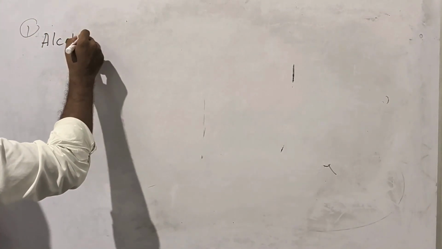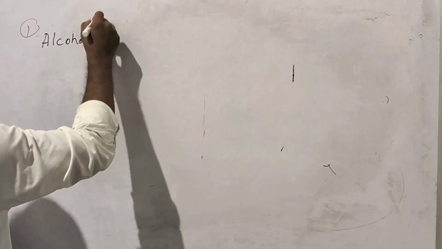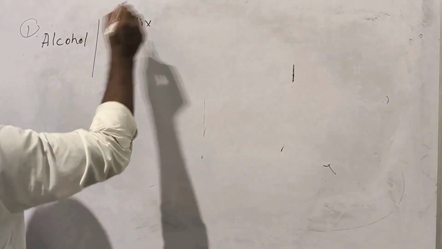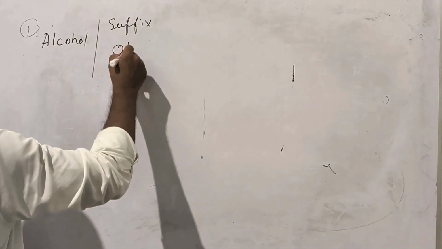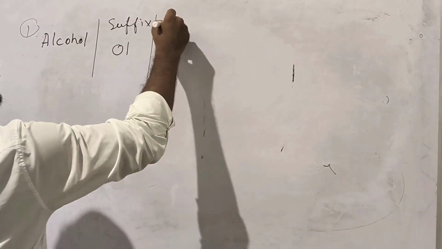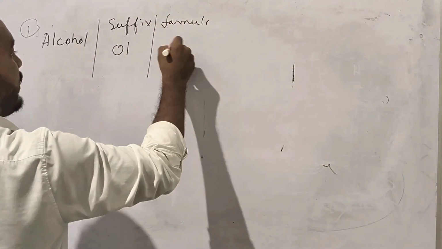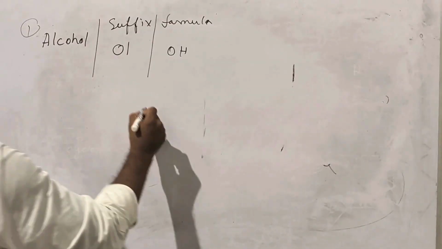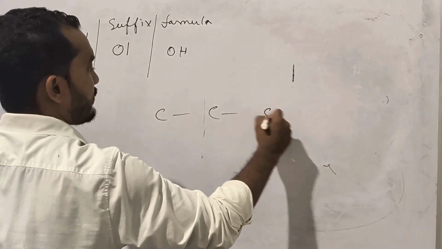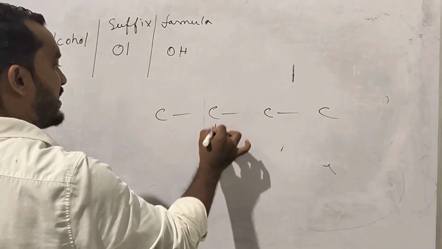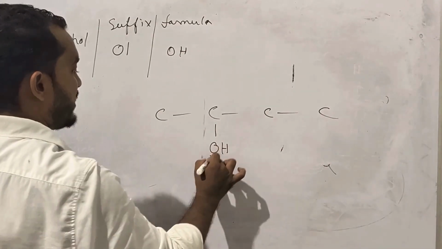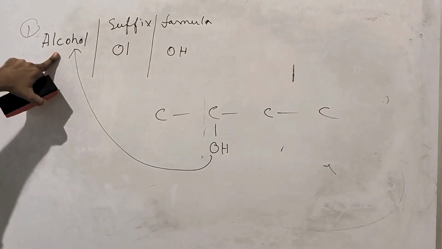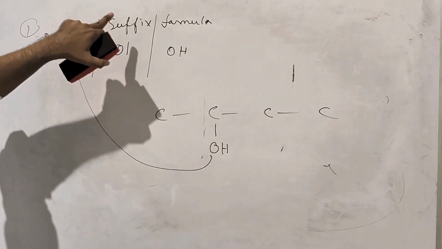Okay, now alcohol. It has a suffix. The suffix of alcohol is OL, and the formula will be OH. That means in a carbon chain, suppose this is the carbon chain, if you get OH here, it falls under the alcohol functional group, and it has only a suffix.